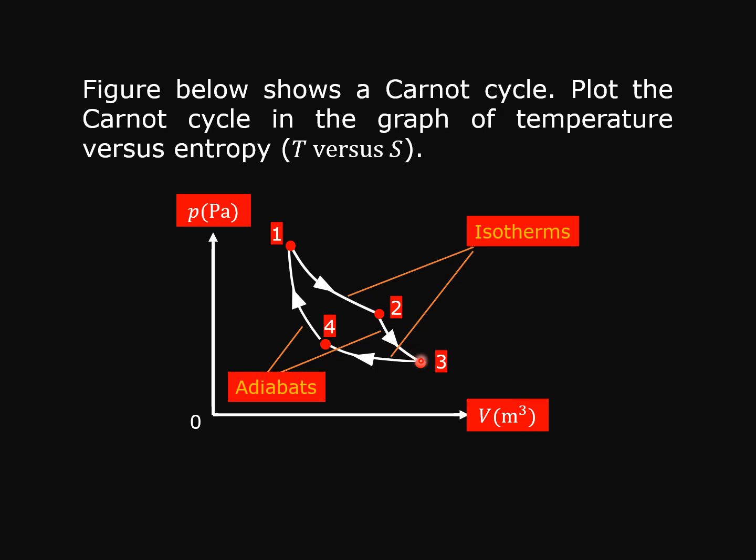From state 2 to state 3, this is adiabatic, and the graph requires the adiabats. From 2 to 3, this is the adiabatic expansion. From 4 to 1, this is the adiabatic compression. So these two curves are the adiabats.